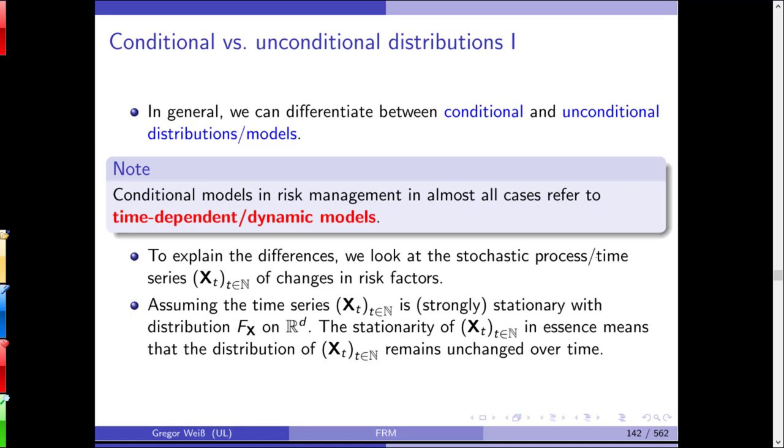I've already talked about this: time-dependent, conditional, unconditional distribution models. What I've missed out is that sometimes, synonymously, we also speak of time-varying, time-dependent, but also dynamic risk management. If something's dynamic in risk management, it means that we are using a time-varying conditional model. Otherwise, it's static risk management. Okay.